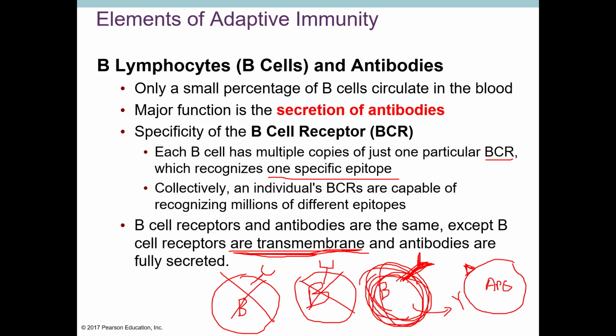It doesn't release the one that's already on its surface. It makes more of that, and then it just releases it completely out of the cell. So antibodies are fully secreted proteins. B cell receptors are attached to the B cell membrane. That's really the difference between them.